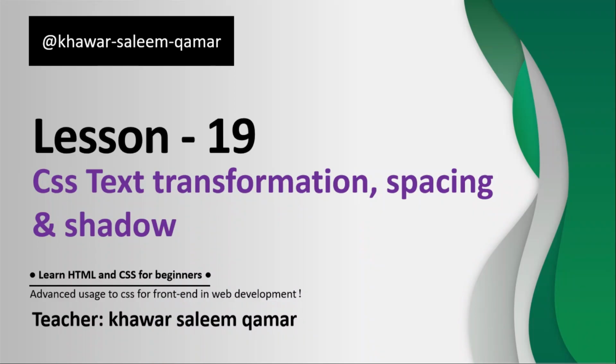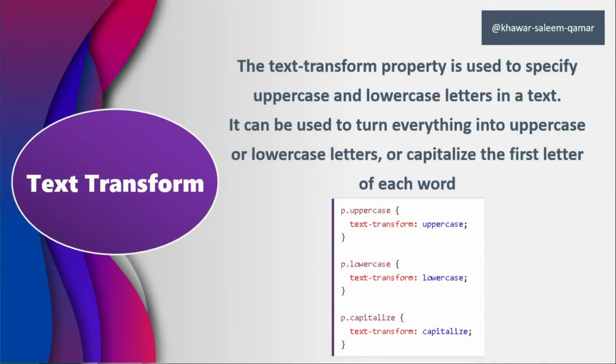This is lesson number 19 of the HTML and CSS course, and in this lesson we are going to talk about CSS text transformation, spacing and shadow. So first of all, CSS text transformation. By the text transformation property we mean the uppercase or lowercase of our text.